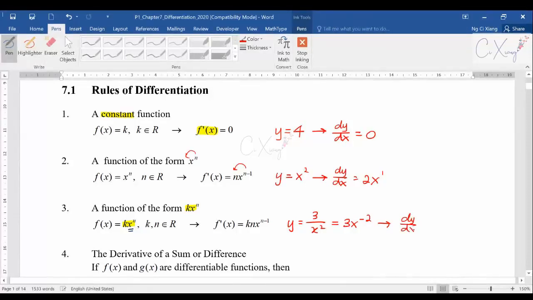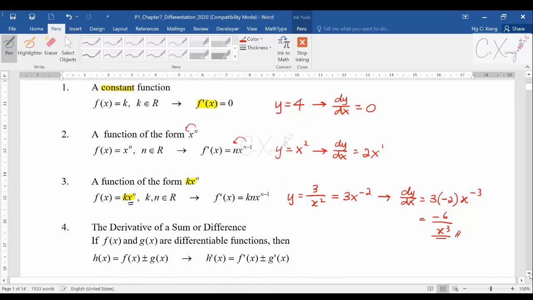So when you're having the dy dx, 3 is a constant, you just copy. Negative 2 is the power you put in front, become 3 multiplied with negative 2. X you copy, power minus 1 become negative 3. So if you rephrase it again, you're having negative 6 over x power 3. Alright, so this is the third rule that you should know. Then next, we go for the fourth rule.